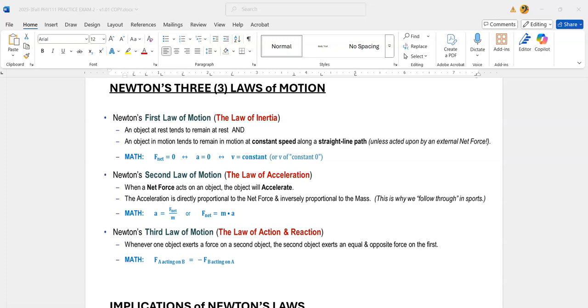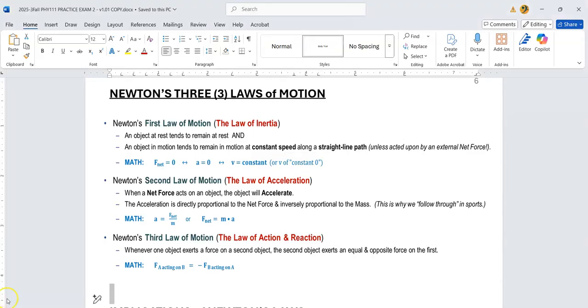Hello and welcome back to part 2 of the Delaware Tech Physics 111 Exam 2 Prep and Practice Exam covering forces and energy. In this section, we're going to talk about Newton's 3 laws of motion.